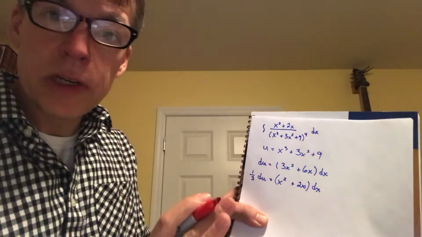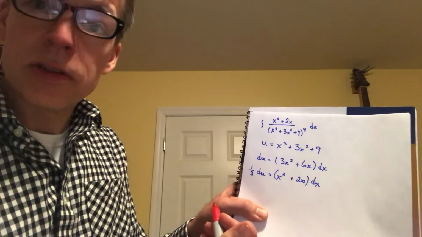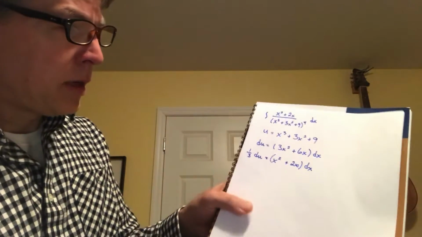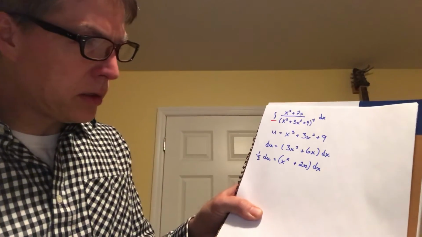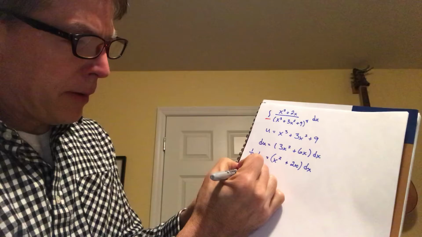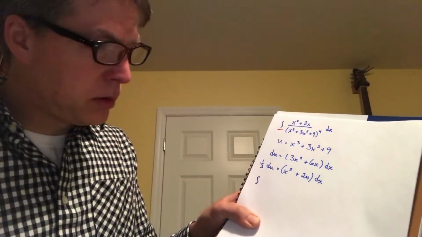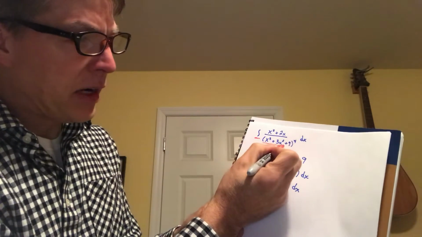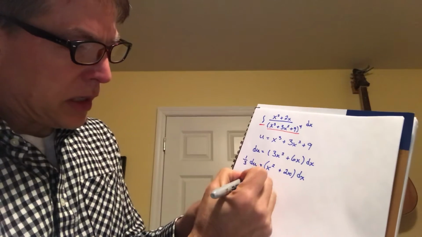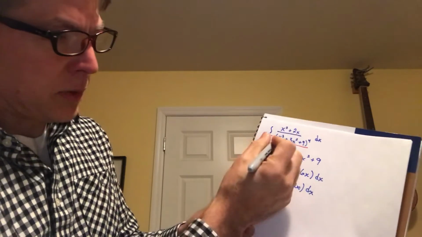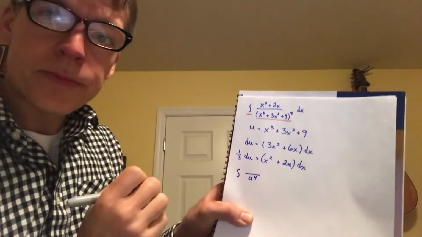Now I'm going to start rewriting this tough integral and make it into an easier integral. So I've got an integral sign, bam. I've got this thing right here that I have to express, and that is just going to be u to the fourth, right? Because it's a blob to the fourth, and that's u. So it's just u to the fourth.